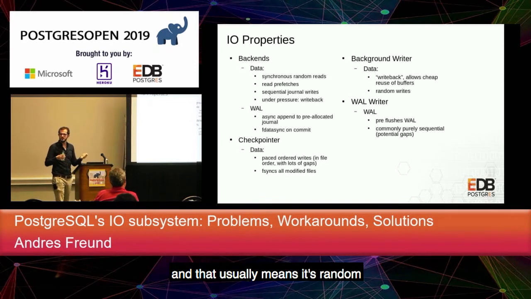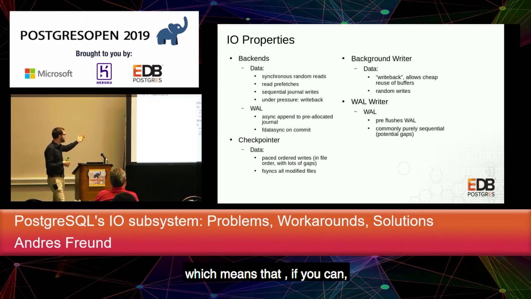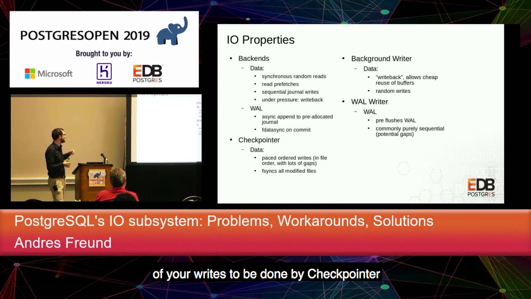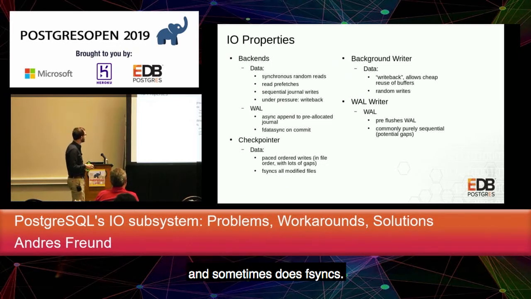And that usually means it's random, which means it's also a slower write than the checkpointer, which means that normally, if your workload allows it, you want most of your writes to be done by the checkpointer. And the write-ahead log writer mostly is sequential and sometimes does fsyncs.